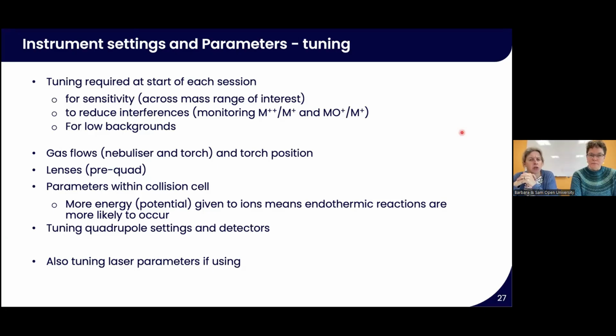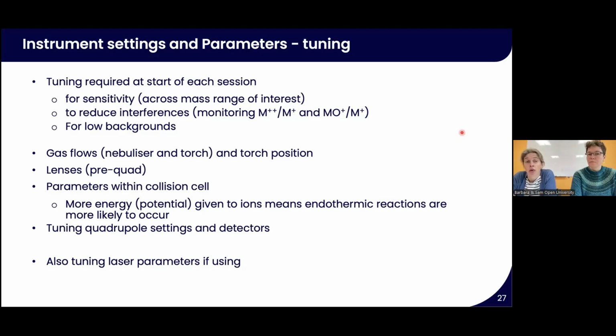We can tune gas flows within the nebulizer and in the torch, and we can tune our torch position to ensure that as much of our sample as possible makes it into the lenses and the vacuum system of the ICP-MS. And then we have a series of electronic lenses before the quadrupole, which means that we can really focus the ion beam so that it makes it into the center of the quadrupole itself. Because if that is off center, then those voltages that we're applying across the quadrupole rods mean that the beam won't transition all the way through the quadrupole to the detector.